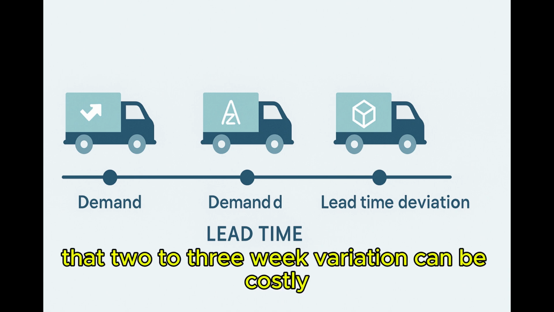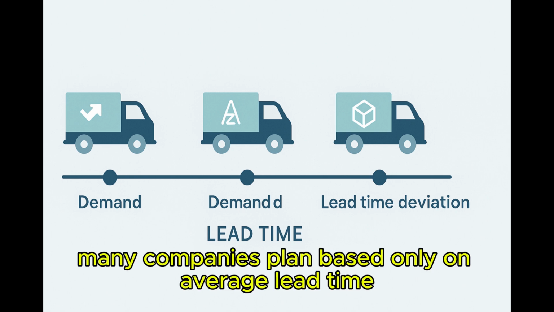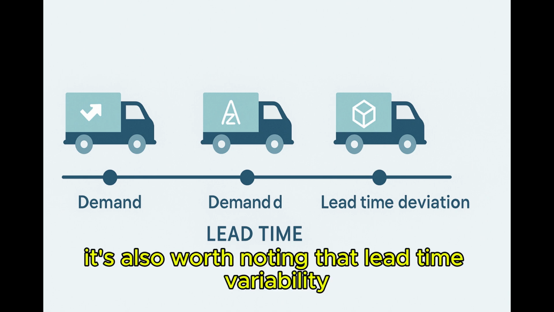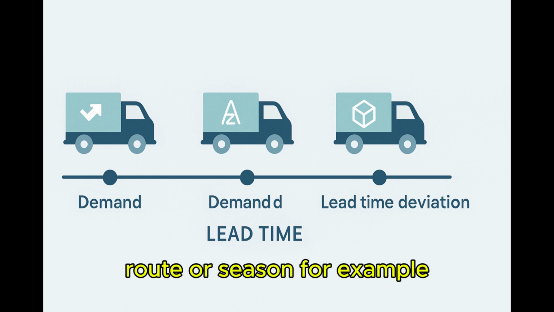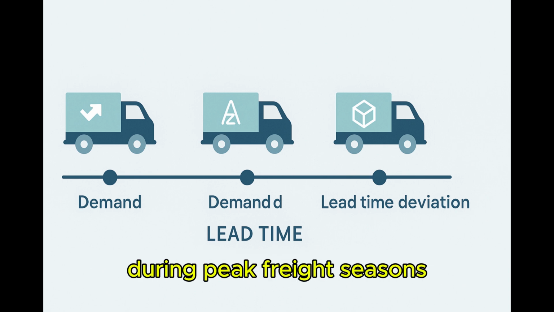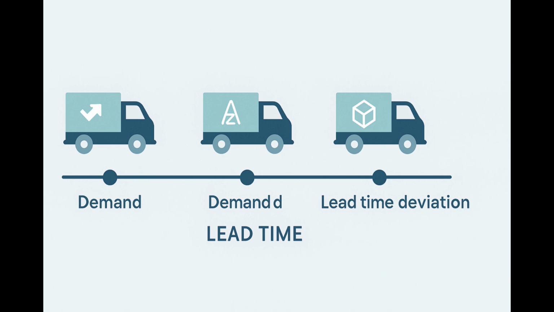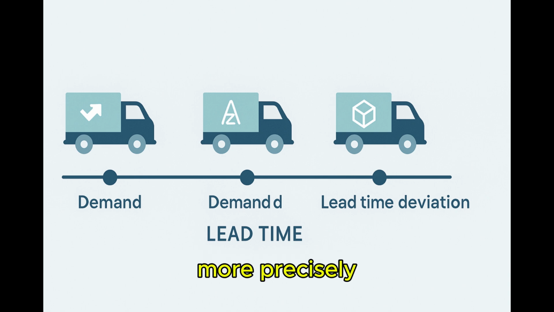That 2 to 3 week variation can be costly if ignored. Many companies plan based only on average lead time and are caught off guard when delays happen. It's also worth noting that lead time variability often changes by supplier, route, or season. For example, overseas shipments may have higher variability during peak freight seasons, or certain suppliers may be more consistent than others. Tracking this at a granular level can help you adjust safety stock more precisely.